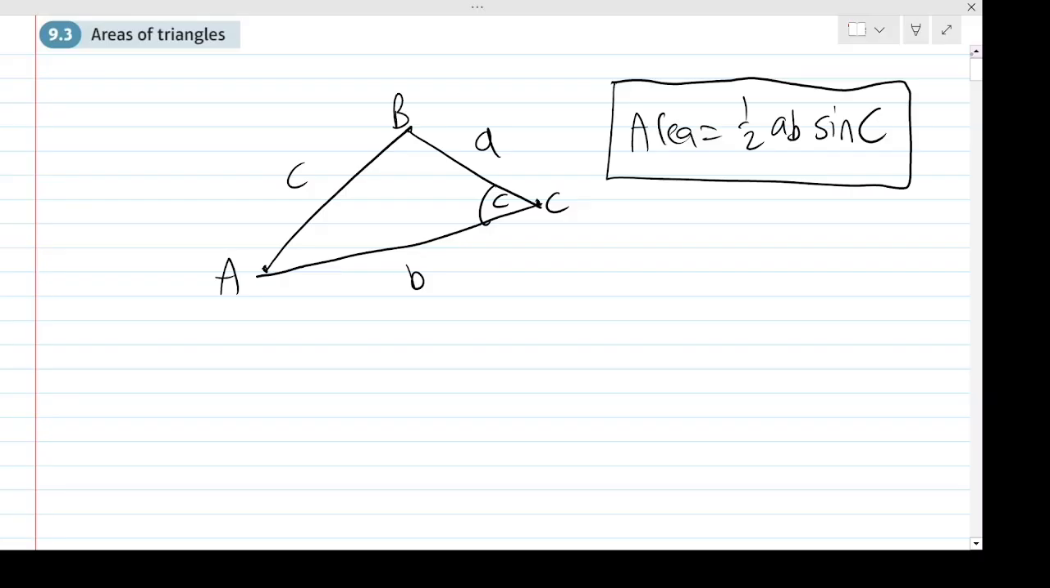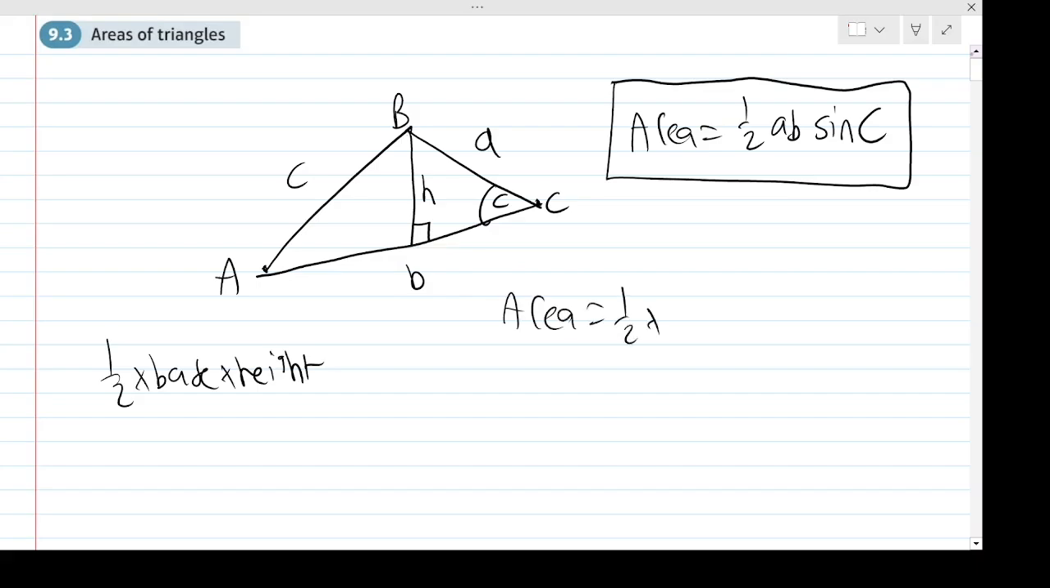Well, we know the area of a right angled triangle is a half times base times height. Of course, the whole idea is with this, we don't have a right angle triangle. But if we construct the perpendicular height, so the vertical height of the triangle from the top of it to the bottom, and we call this the height h, then the base is this b, right? So then the area is a half times the base times the perpendicular height h. That's the area of a triangle.